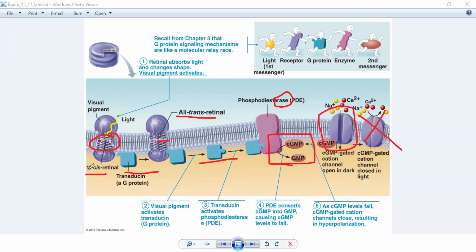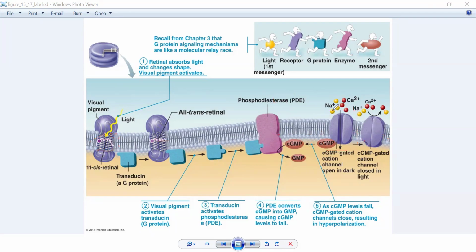And you may ask why I go through this whole cascade. Well, this is called an indirect effect. Indirect effects take a while, but they're longer lasting. So you're not just closing one channel, you're closing a bunch of channels in the membrane. So instead of, let me go ahead and erase this so we can see it a little better.